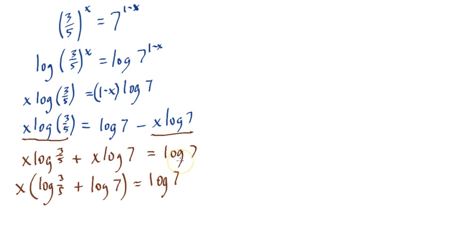You may be familiar with this. If you're not, then this is just a tool you'll have in your bag that you'll be able to pull out and use when you're solving for a variable and you have more than one term with that variable. So this is how you would go about it. At this point, all we need to do is divide by what's left inside the parentheses, and magically we solve for x. So we have log of 7 over log of 3/5 plus log of 7. Okay, that is it.